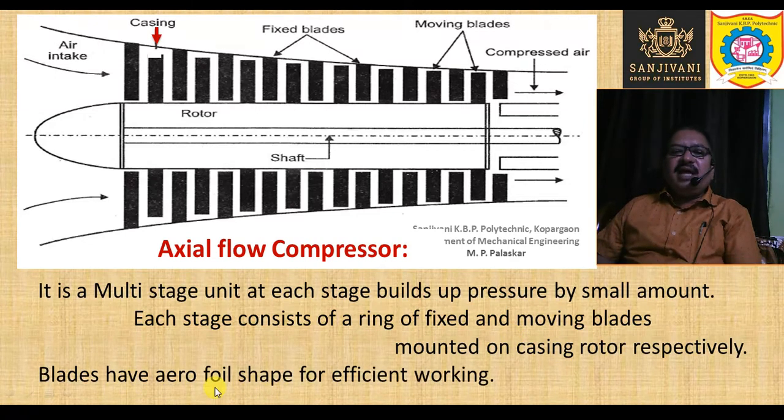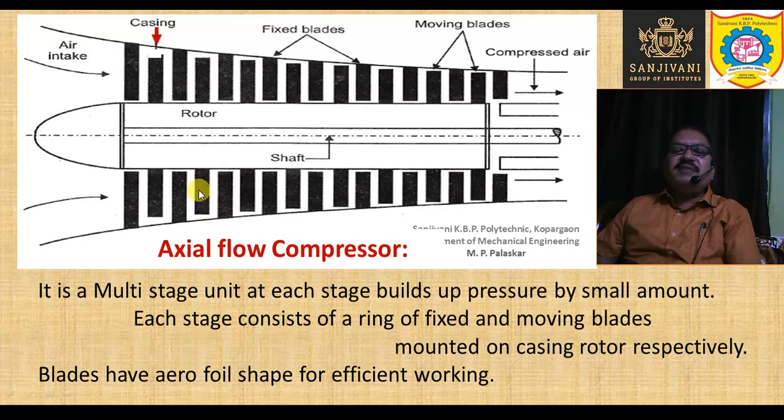So these blades are having aerofoil shape for efficient working, for proper compression of the air, as well as for directing the air from one stage to the other stage. So here what is happening is that this fixed blade will direct the air from the first stage to the second stage. For example, this ring of fixed blades will direct the air from this ring of movable blades to the next ring of moving blades, right?